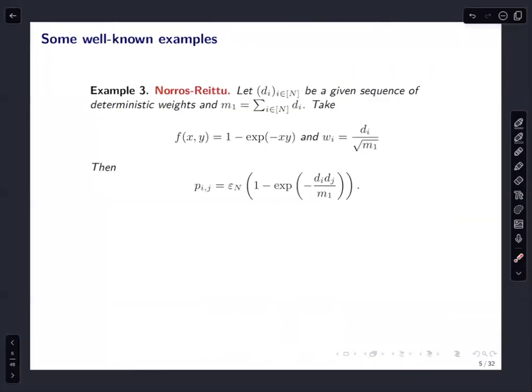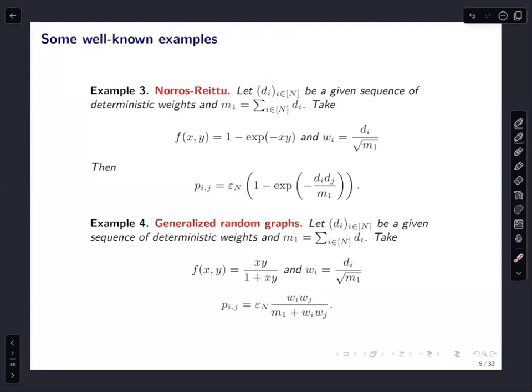So another example is Norros-Reittu 2. Again, you start with a degree sequence d_i of given degrees. Your m_1 is the average degree, and you take f(x,y) to be 1 minus exponential of minus xy. So this is a nice bounded continuous function, and you take the weights to be now d_i by square root of m_1, and then you see that you can write the p_ij's in this form.